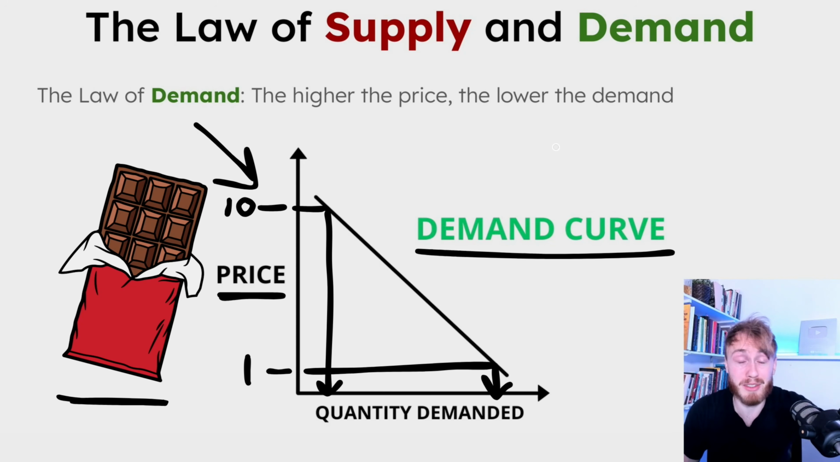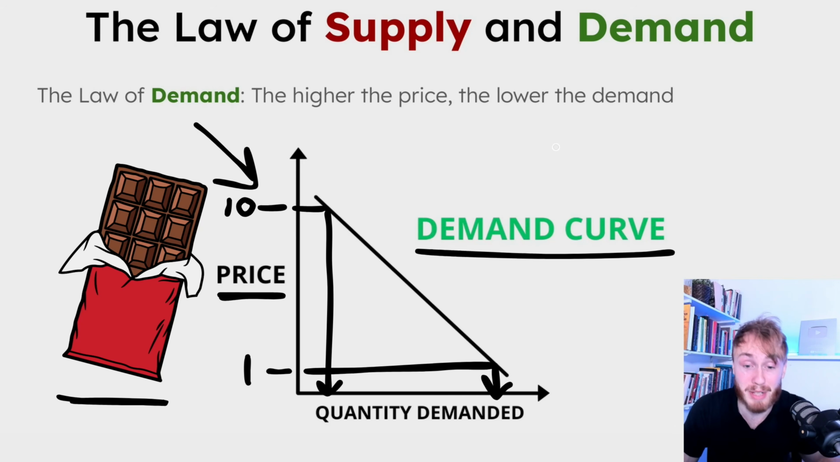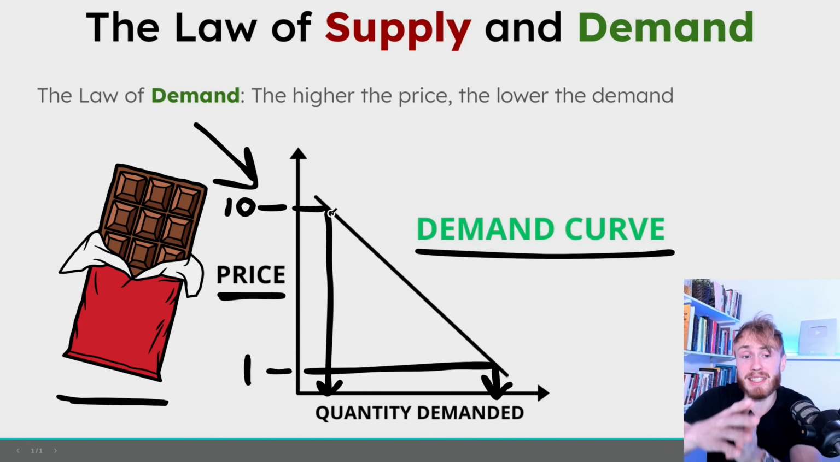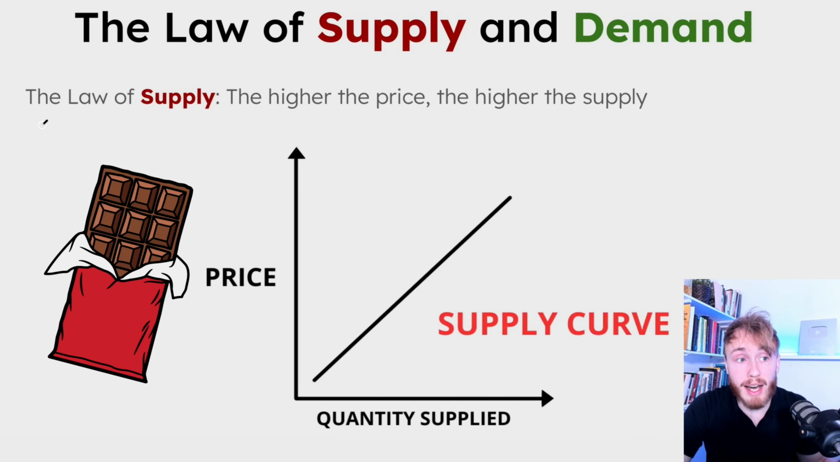Maybe for $10, only rich people like Elon Musk and Jeff Bezos want to buy, because they don't care about the price. But we normal humans don't really want to buy a small chocolate bar for $10. We much prefer to buy it for $1. So as you can see, the cheaper the price becomes, the more people want to buy. But now then, what about the other law? What about the law of supply?